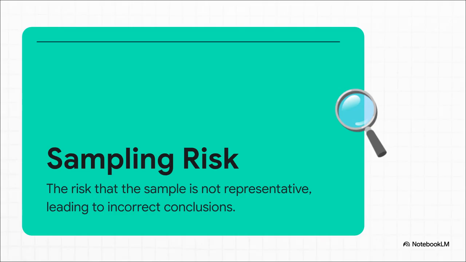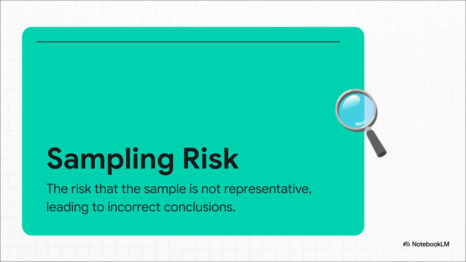Okay, if there's one term you take away from this, it's this one, sampling risk. This is the big one. It's the risk that your sample, just by pure random chance, doesn't actually reflect the whole population. Remember our soup pot? Sampling risk is the danger that you happen to grab the one spoonful that didn't have any vegetables in it, so you incorrectly conclude the whole soup is just broth. In an audit, this means you could pick 50 clean transactions, conclude everything's fine, and miss a massive fraud that was sitting in the items you didn't pick.